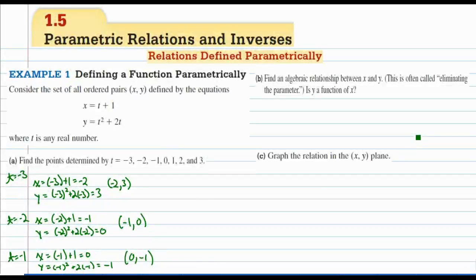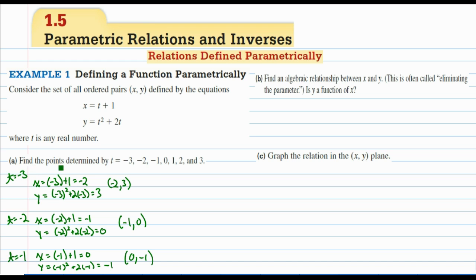This is the screencast for section 1.5, parametric relations and inverses. Example 1 is defining a function parametrically. Now, parametric functions have kind of three variables. X is dependent on what's happening with t, and y is dependent on what's happening with t, and then there is an xy pair after that to show their relationship.